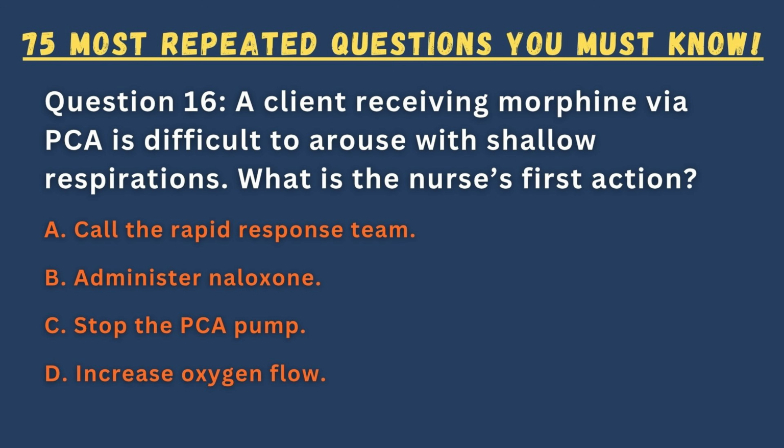Question 16. A client receiving morphine via PCA is difficult to arouse with shallow respirations. What is the nurse's first action? A. Call the rapid response team. B. Administer naloxone. C. Stop the PCA pump. D. Increase oxygen flow.